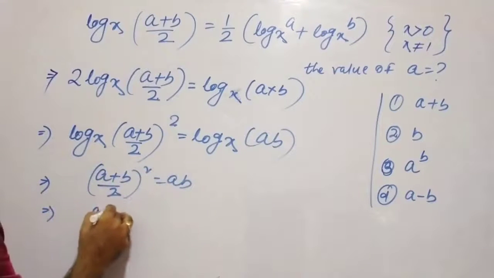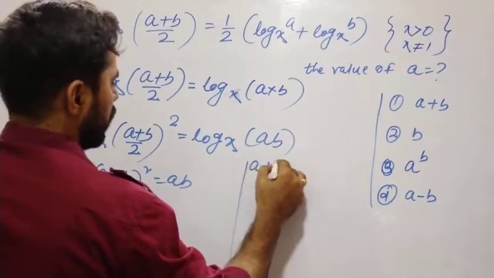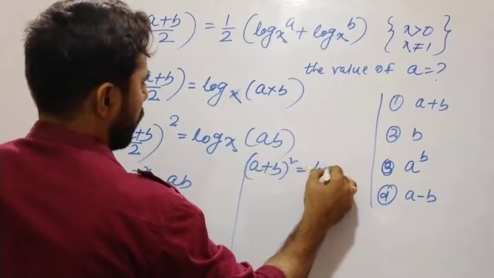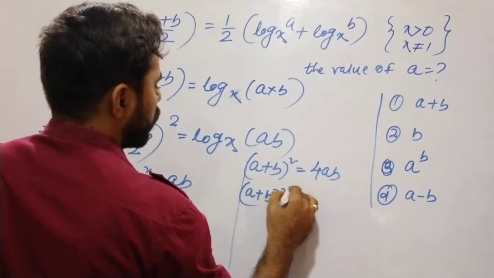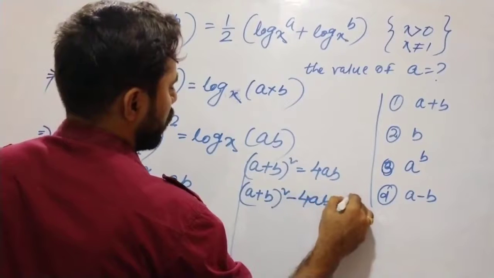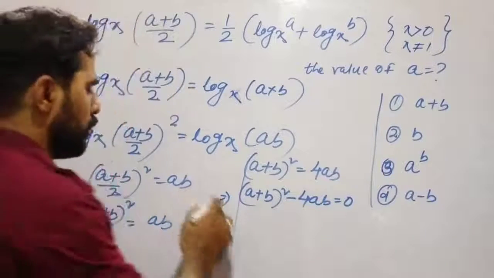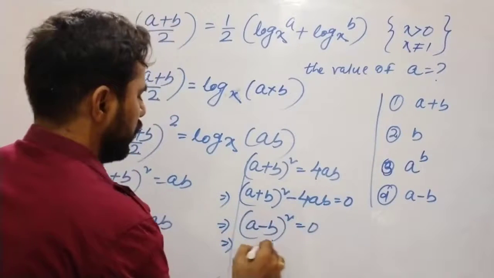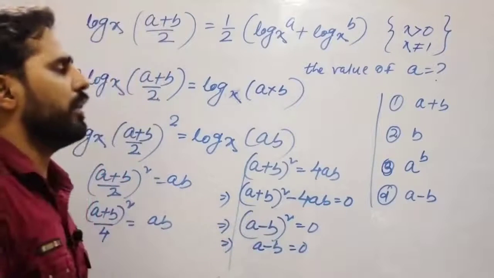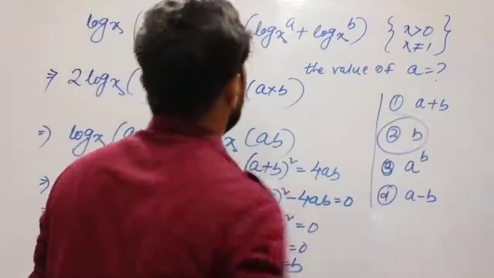That means (a plus b) square divided by 4 is equal to ab. (a plus b) square is equal to 4ab. (a plus b) square minus 4ab is equal to 0. (a plus b) square minus 4ab is equal to (a minus b) square, which is equal to 0. Then a minus b is equal to 0 and the value a is equal to b, the option 2. This is the answer.